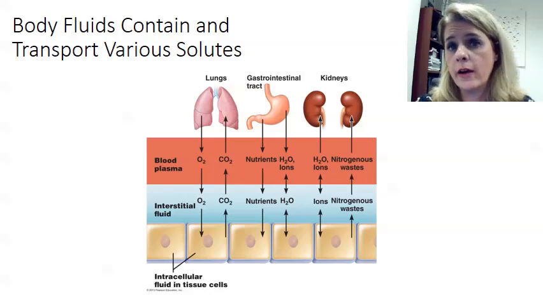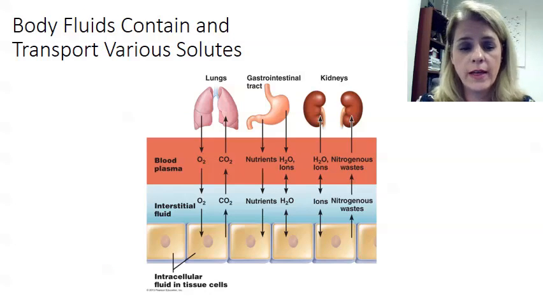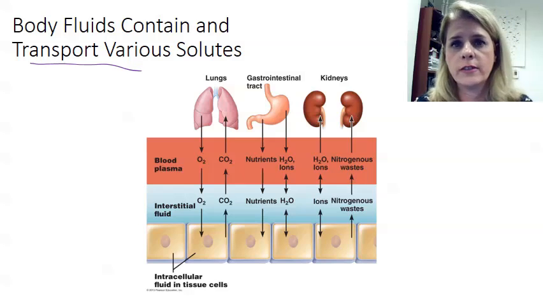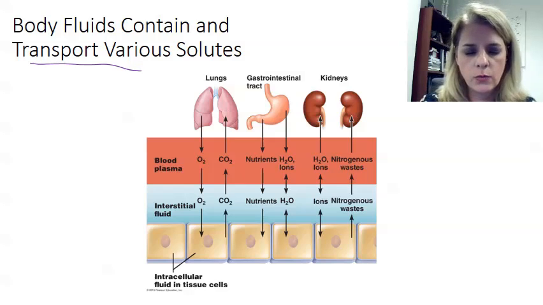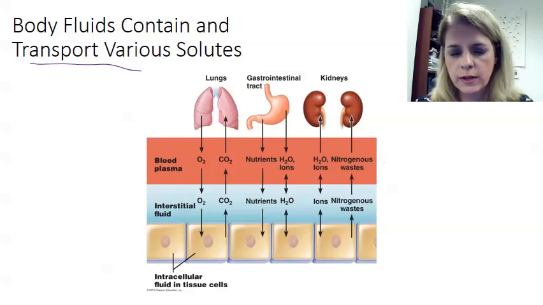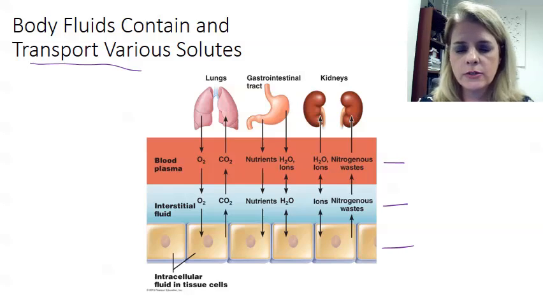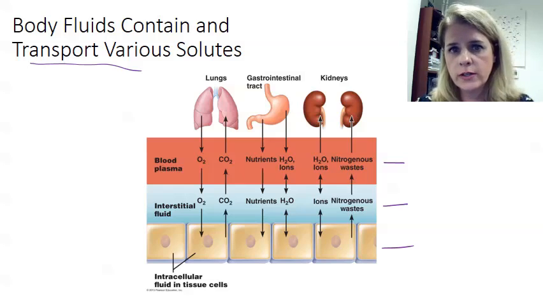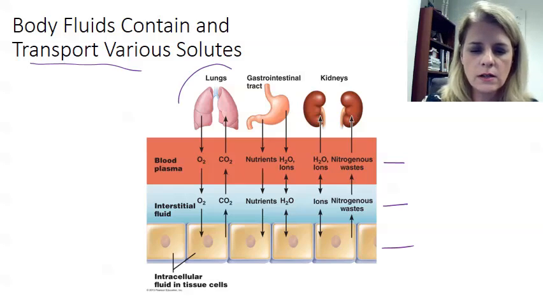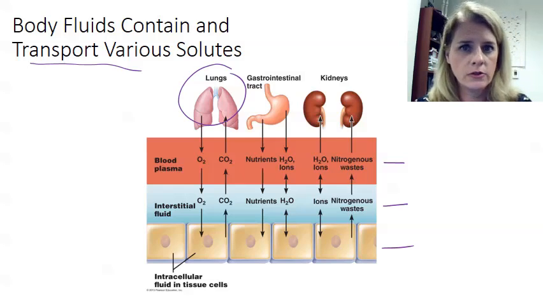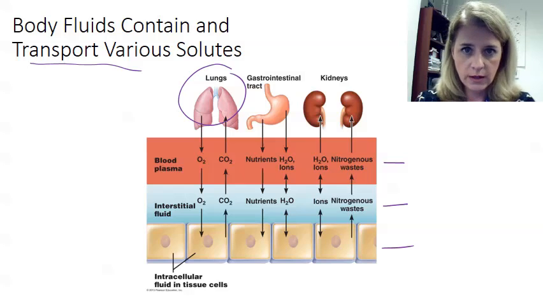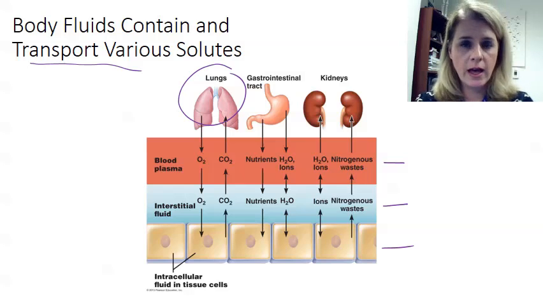So why do we care about body fluids? Well, they transport various things for us. So in this particular slide, we're going to look at blood, interstitial fluid, and then the fluid inside the cells. So one of the things they transport is gases. So our lungs, we use that to breathe in oxygen and breathe out CO2. Well, we breathe in oxygen so we can make ATP.